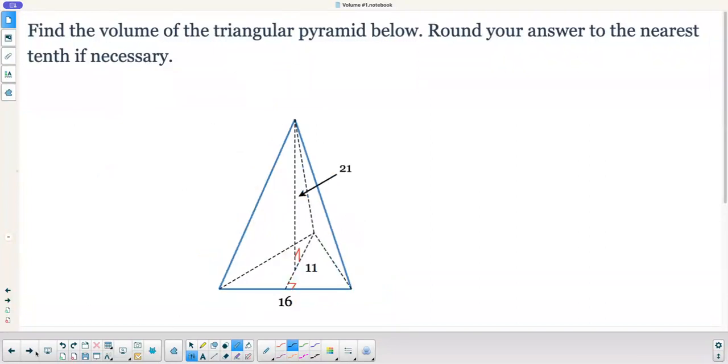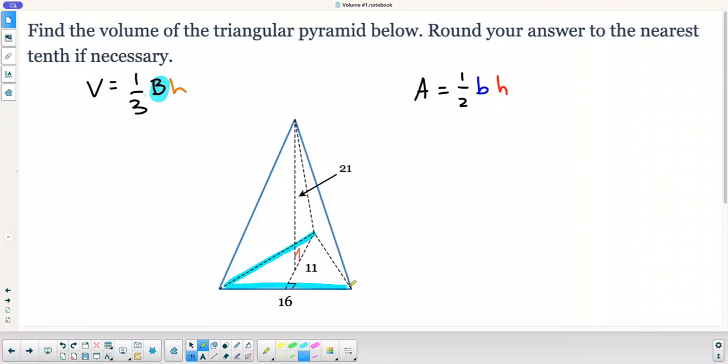Triangular base. This is where it gets a little confusing for kids, because your formula for area of a triangle is 1/2 base times height. I'm going to use some colors here to color code this. And then your formula for volume of a pyramid is 1/3 base times height. So the base of the pyramid, I'm going to use this blue highlighter here, is the area of this triangle. That is my capital B.